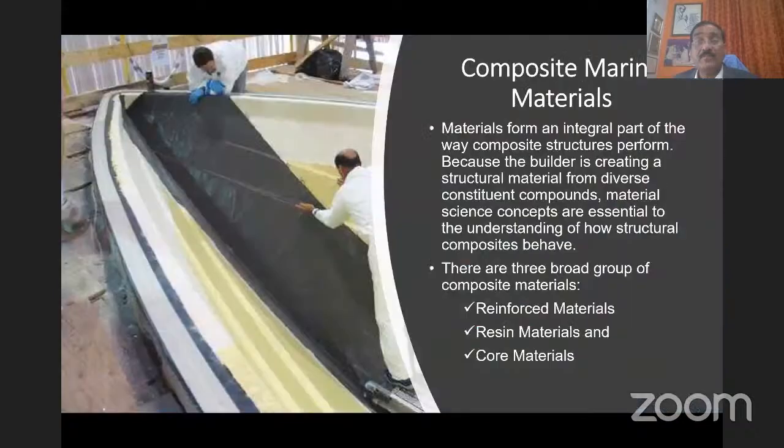And composite marine materials, as I mentioned earlier, form an integral part of the way composite structures perform, because the builder is creating a structural material from diverse constituent compounds. Material science concepts are essential to understanding how structural composites behave. There are three broad groups of composite materials: reinforced materials, resin materials, and core materials.